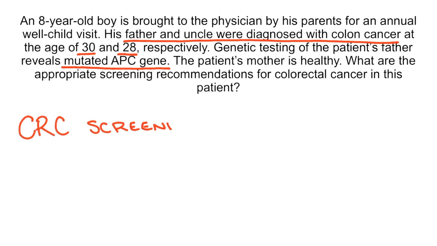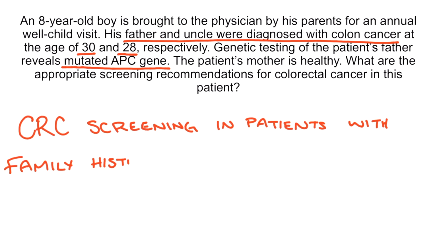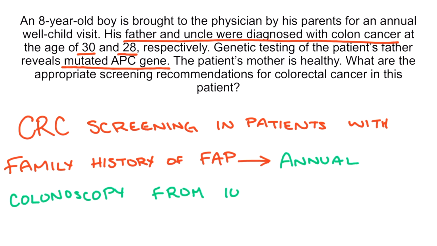And colon cancer screening recommendations in patients with a family history of this are colonoscopy every year starting at puberty, where you can say 10 to 12 years of age. So in other words, this 8-year-old boy had a father with a mutated APC gene, so he himself needs to get ready for colonoscopies in a couple years.